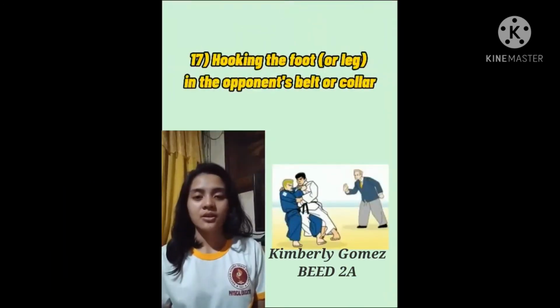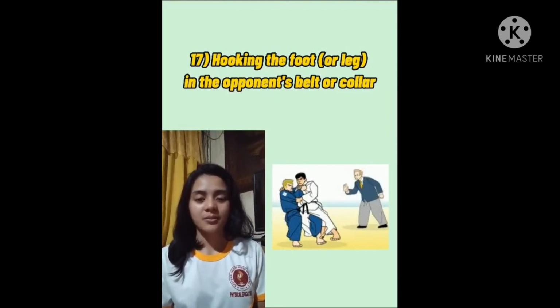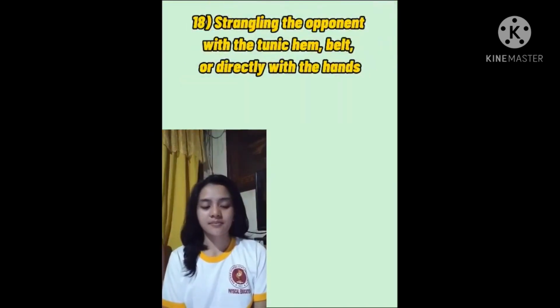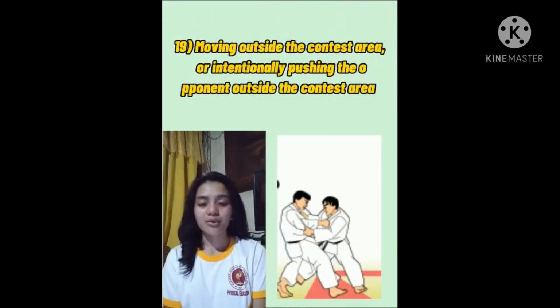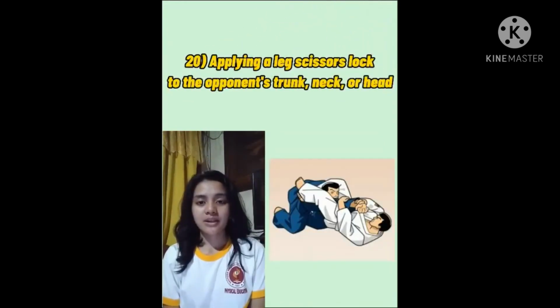Number 17. Hooking the foot or leg in the opponent's belt or collar. Number 18. Strangling the opponent with the tunic hem, belt, or directly with the hands. Number 19. Moving outside the contest area or intentionally pushing the opponent outside the contest area. Number 20. Applying the leg scissors to the opponent's trunk, neck, or head.